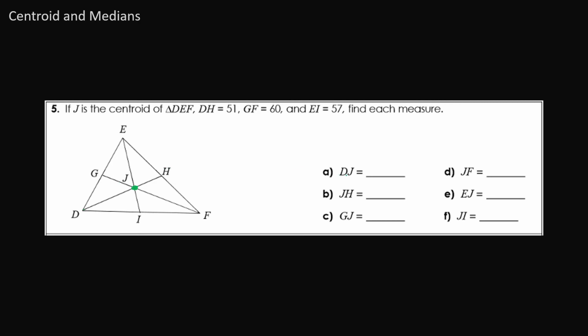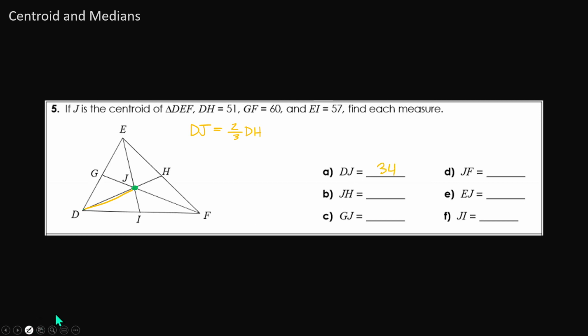First, let's find DJ. So to find DJ, that is the longer portion of median DH. If DH is 51, that means that DJ is going to equal 2/3 of DH. It is 2/3 of the entire portion. So 2/3 of 51 would be, that would be 17 times 2, which is going to be 34. So DJ equals 34.